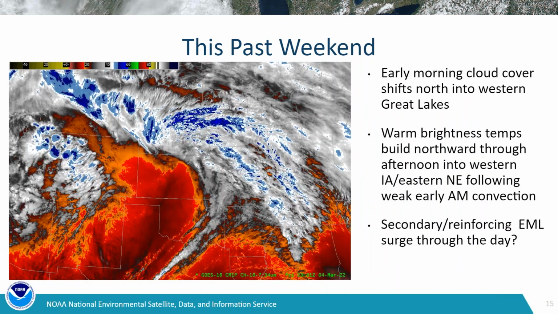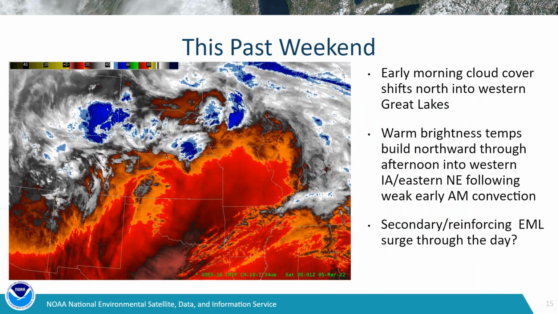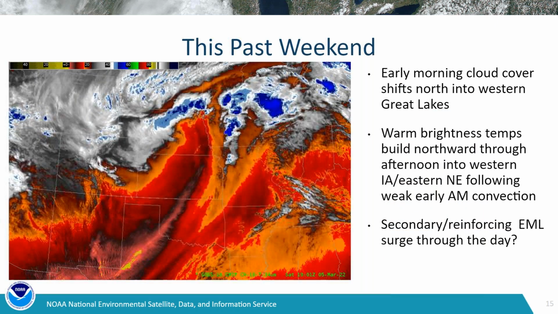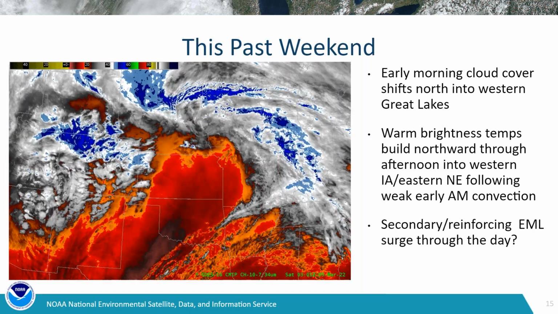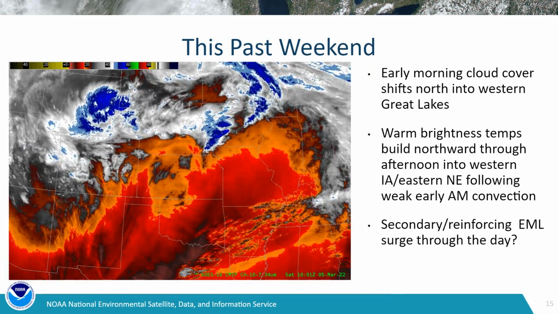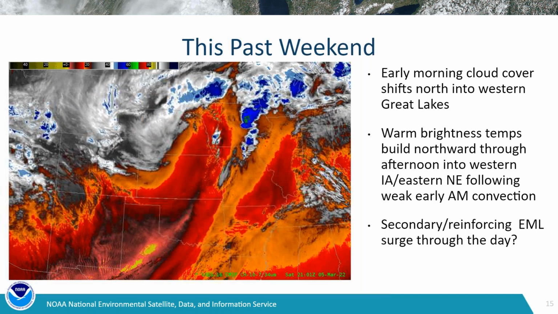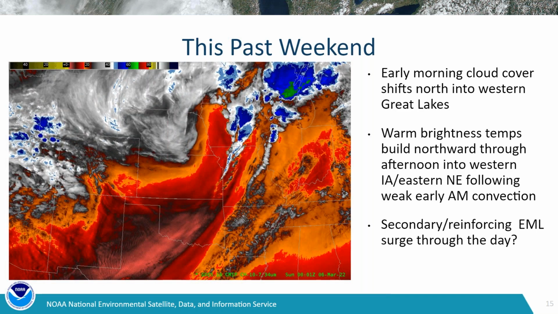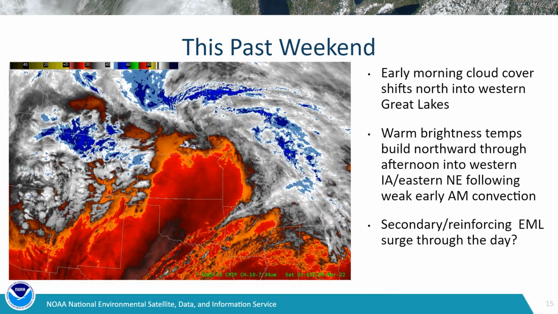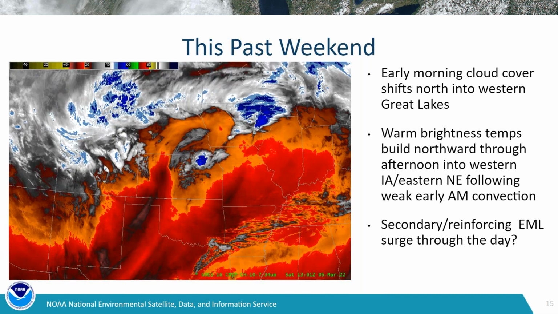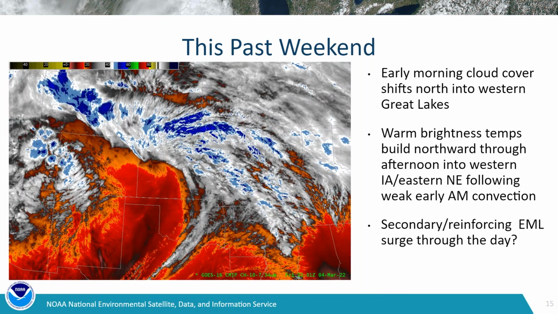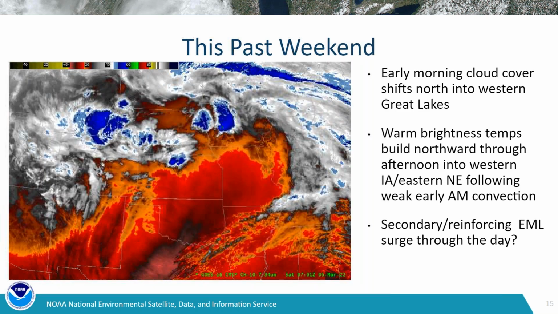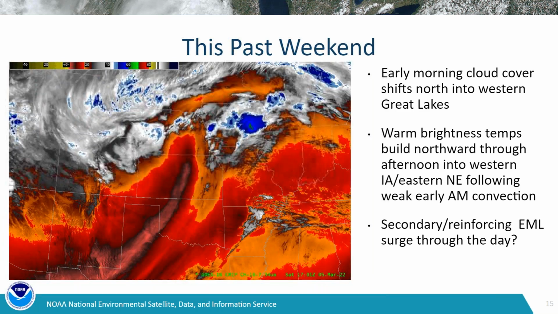So here's an animation from this past weekend. You can see the warm brightness temperatures in the band 10 imagery really starting to advance northeastward into the area during the overnight hours. It looks like we have some convection that develops over north central and northeastern Kansas during the early morning hours. And this animation goes from about 21Z on Friday afternoon through 0Z on Sunday, so roughly 15 hours or so.